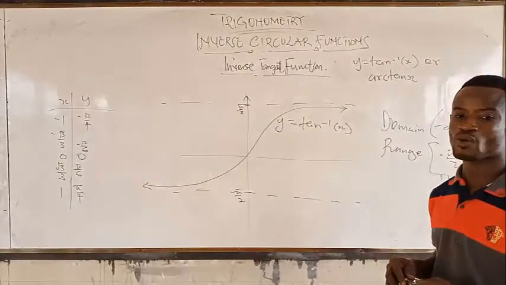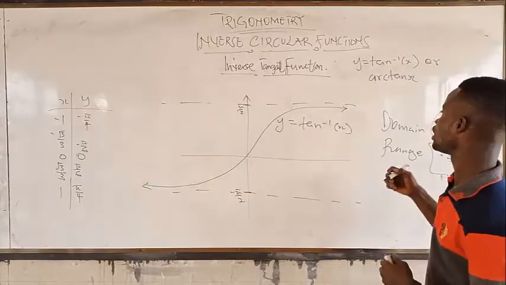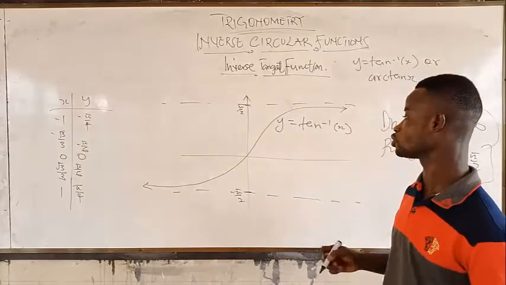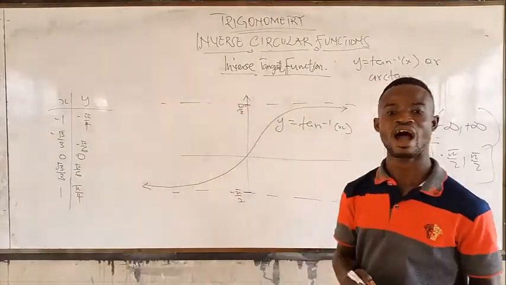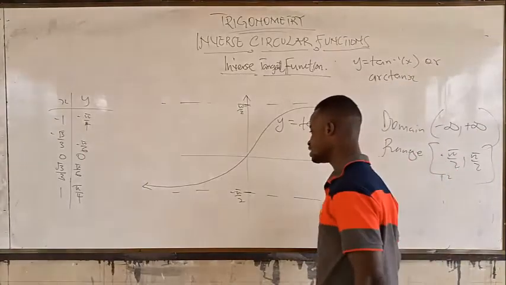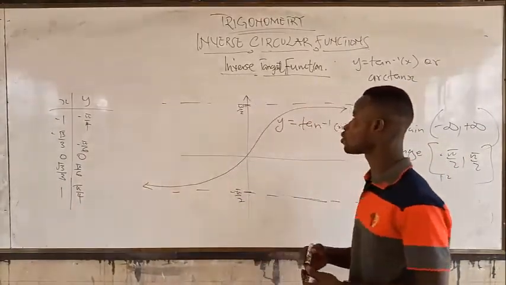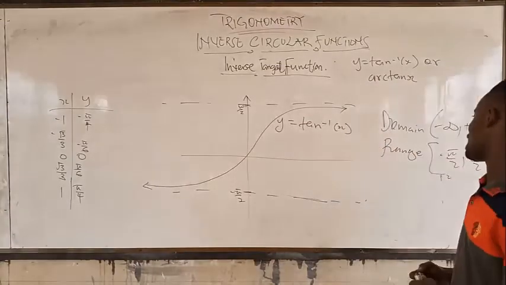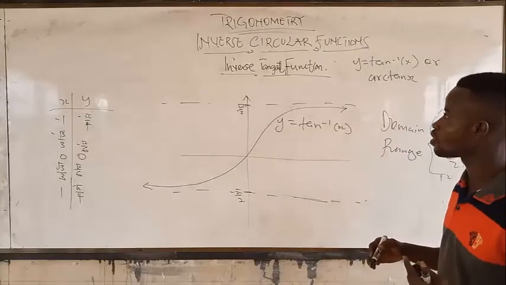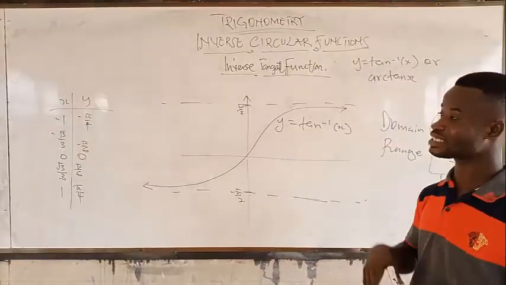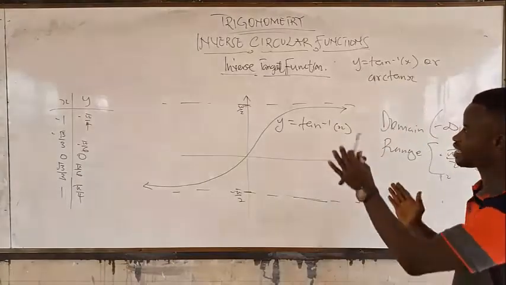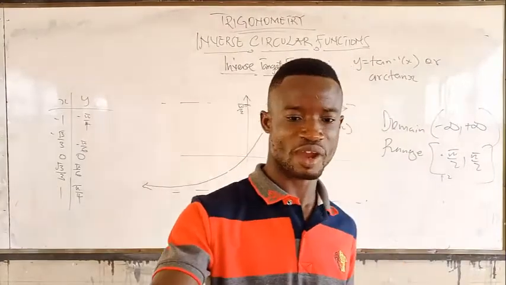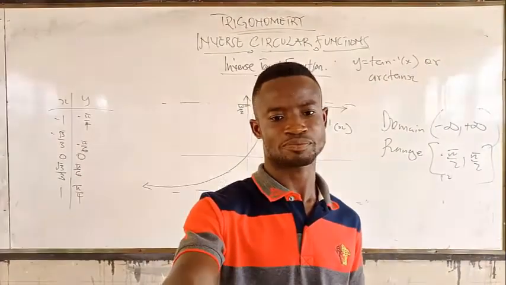Lastly, the line y is equal to pi on 2 and y is equal to negative pi on 2 are horizontal asymptotes. So for the inverse tangent function, we have horizontal asymptotes, and for the function of tan, there is a vertical asymptote. But since it's now turning this way, it now becomes a horizontal asymptote. Very good. So that is all for that.